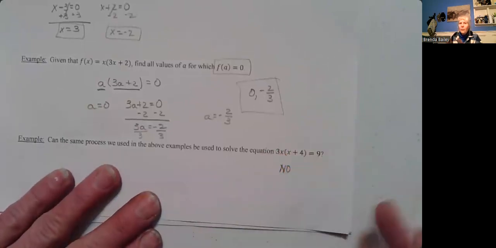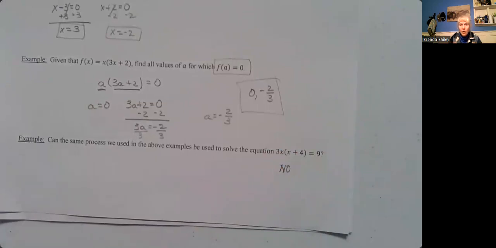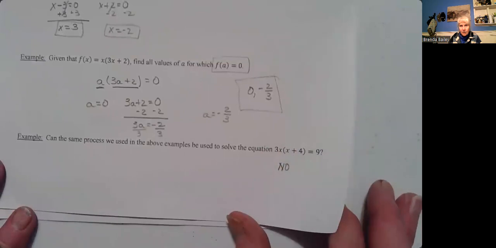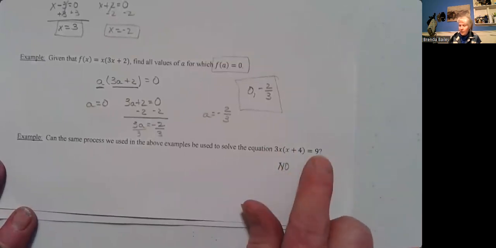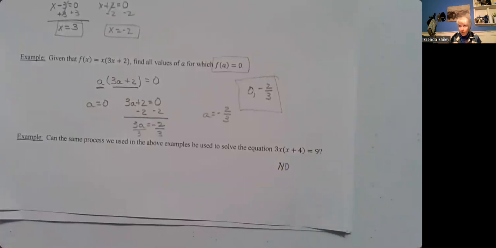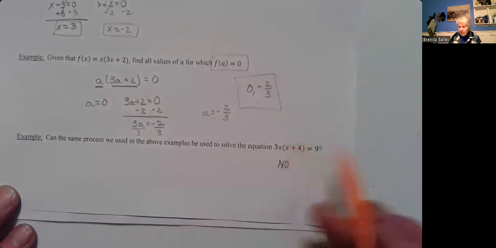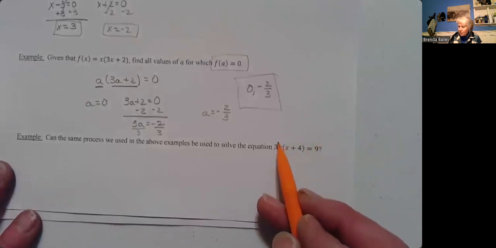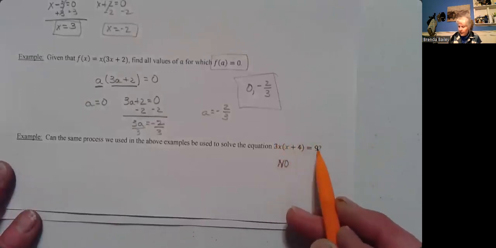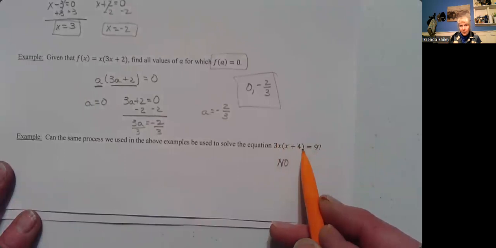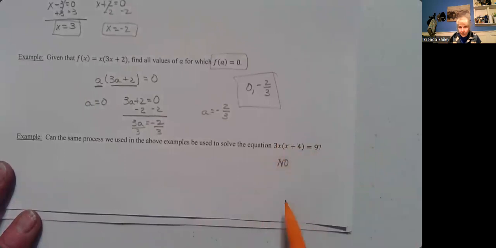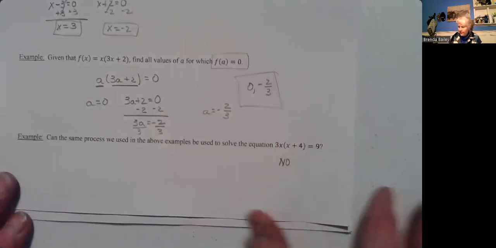This has a whole other process to solve it, which we'll look at in probably the next couple of sections. So this is a no because that's not 0. You cannot use this process at all. Actually, to tell you the truth, most of you have probably done this. You multiply this through, bring the 9 over, so then you set it equal to 0, refactor it, and then solve it.